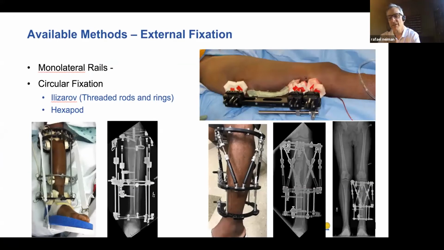There are a lot of methods available to us now, and depending on which part of the world you're in, some of these are going to be more available to you than others. Steve showed us some of the current techniques, which include monolateral fixators or rails, circular fixators, which are quite honestly a lot more cumbersome in the femur than they are in the tibia. And these include traditional ring fixators such as the Ilizarov method or hexapod, which is the six struts that you can use to obtain not just length, but angular corrections at the same time.